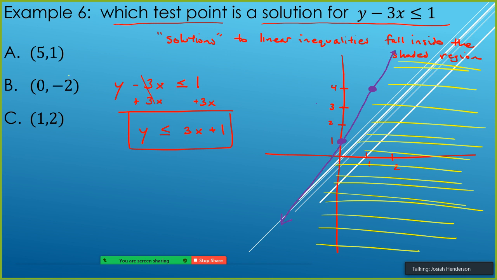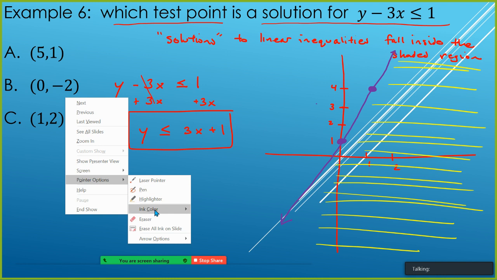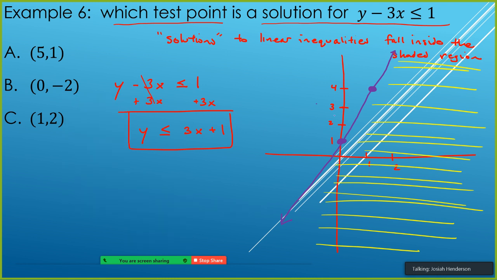Now let's see which of these points, A, B, or C, fall inside the yellow zone. So (5, 1). I'm going to change back to purple for my points. So point A, (5, 1), that would be over 5, I'm sorry, to the right 5 and then up 1. So we can kind of see that's going to be in the yellow zone. If I start at (0, 0) in the middle and go over 5, that's over here.